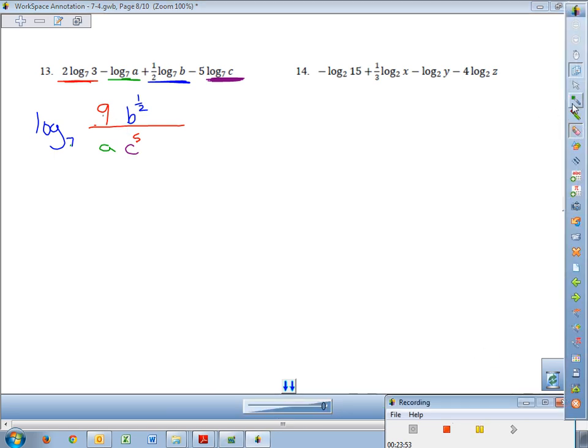So, let's try the last one here. All log base 2. Where's the first guy at? Upstairs or downstairs?